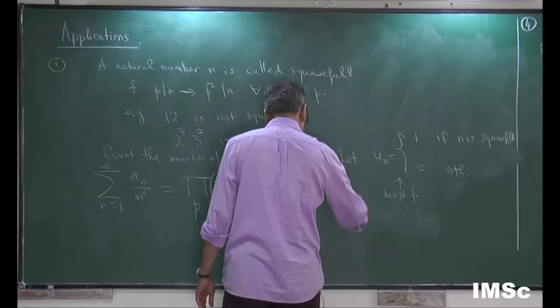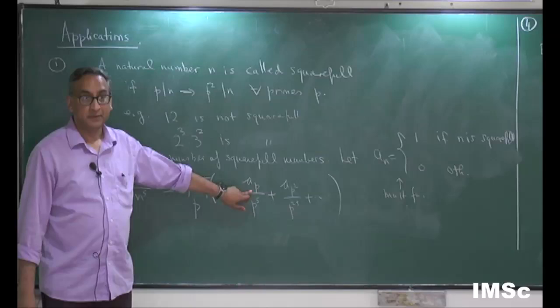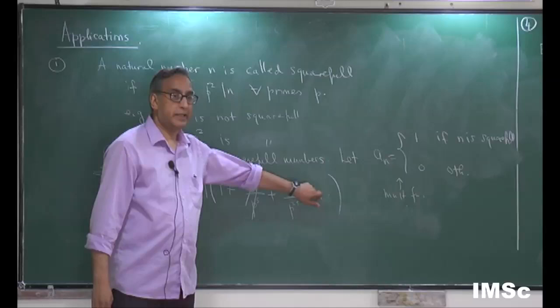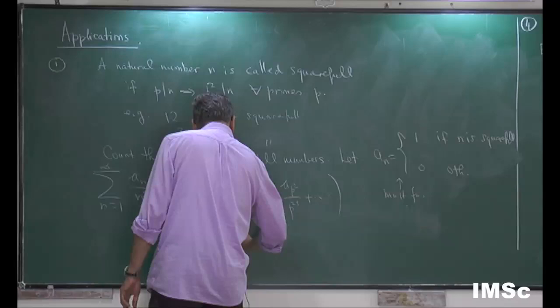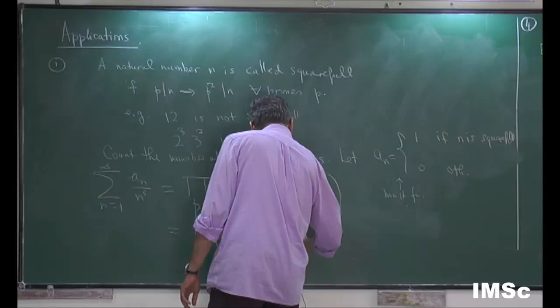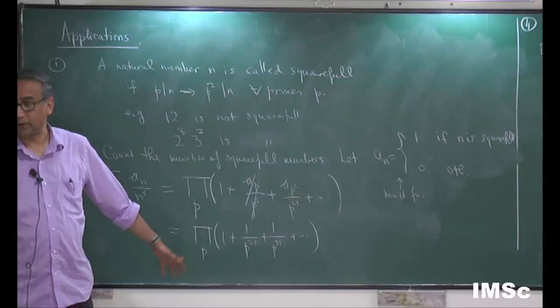Now, p is not a squareful number, therefore this term doesn't exist, it's 0. But everything else is squareful, so this whole Euler factor at p is really 1 plus 1 over p to the 2s plus 1 over p to the 3s, and so on and so forth, right? That's what it is. So I think we can sum that.